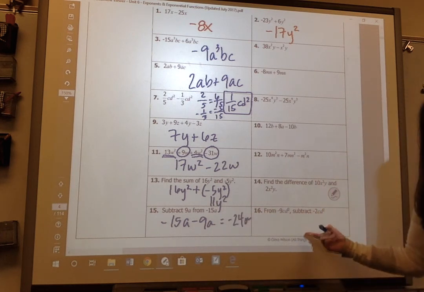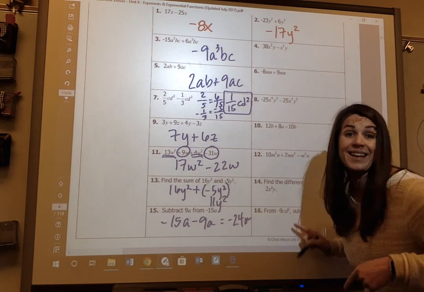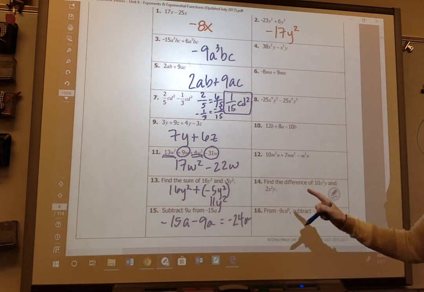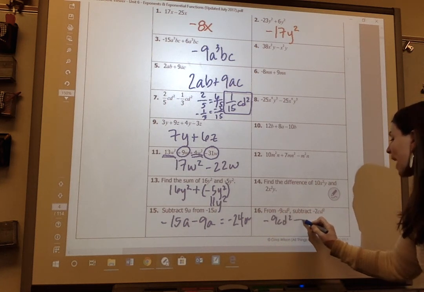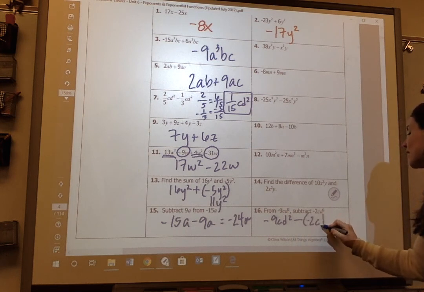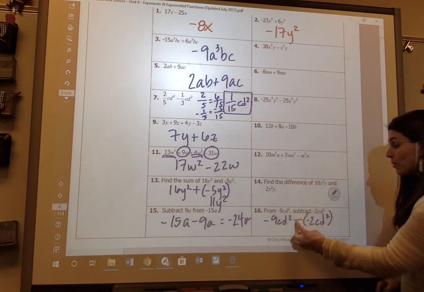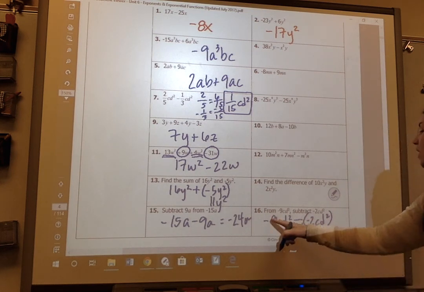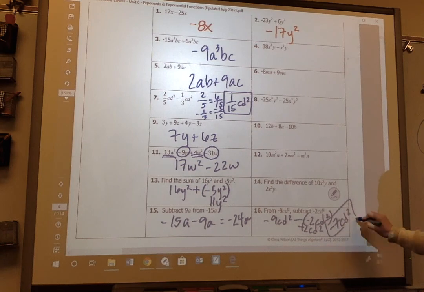Now, look at number 16. We're going over 16 because you could see this on a quiz. So highlight this one. This is a big deal. So if I am from negative 9cd squared, subtract negative 2cd squared. See what I did there? Subtract a negative. And what happens when you subtract a negative? It becomes positive 2cd squared. So now my variables are the same, and when I combine them, I get negative 7cd squared.